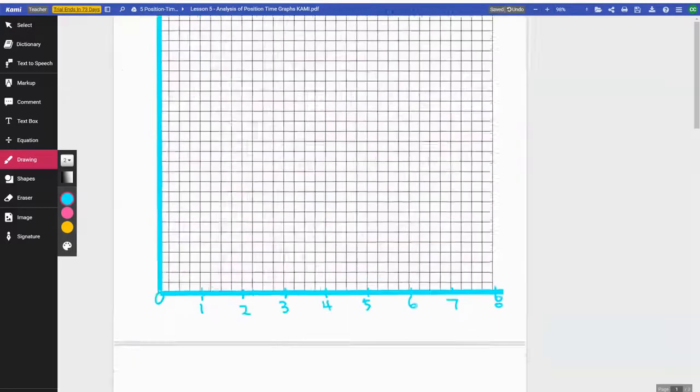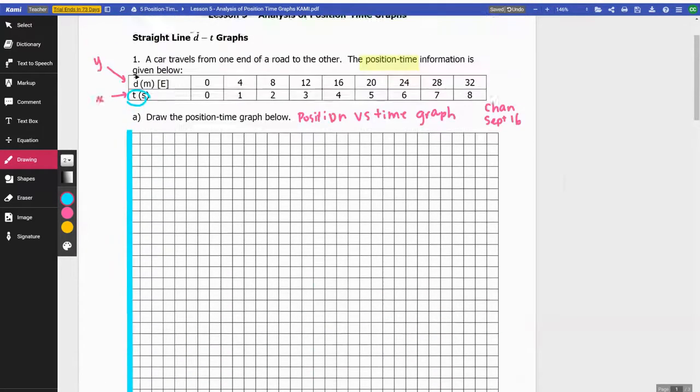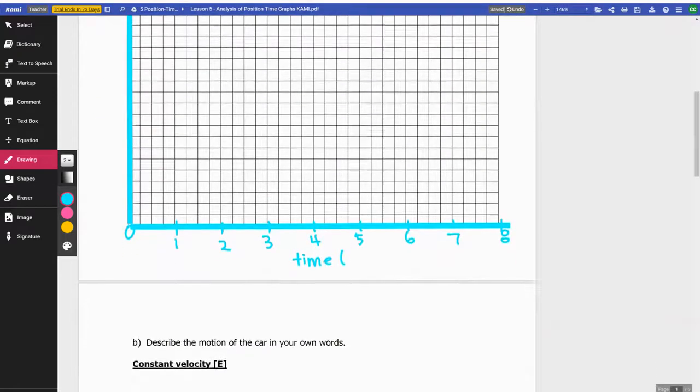And the other thing that I have to do is label my axes. So I'm going to say time is measured. I'm going to go back up and check. Time is in seconds.